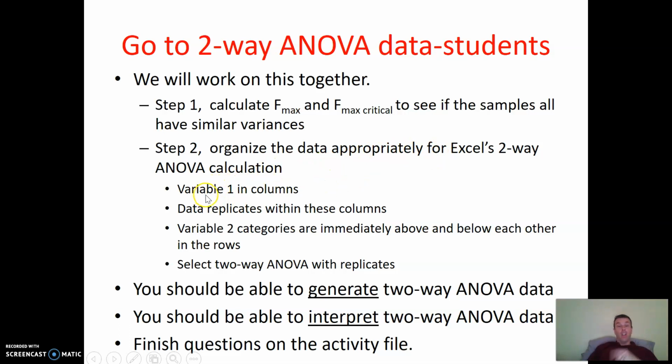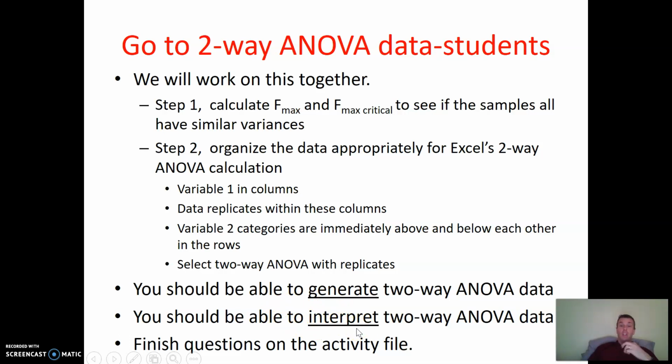So one of the variables has to be in the columns, the replicates within those columns, and the second variable has the rows above and below each other. And this will make a lot more sense when we see this on the Excel. What I want you to be able to do from this, you should be able to generate two-way ANOVA data. So in other words, you should be able to use Excel to get the two-way ANOVA statistical analysis. And that means you have to be able to set up the data in the appropriate way in order to do this. And then once you get that statistical analysis, you should be able to interpret it.